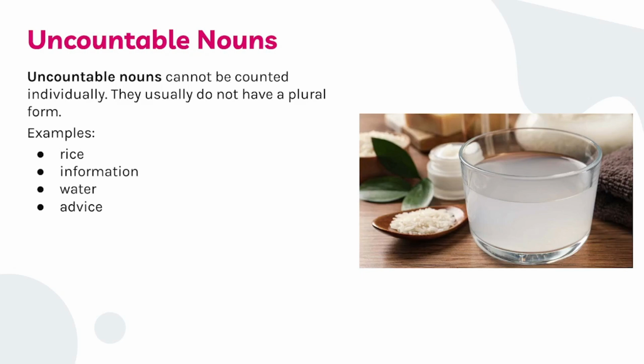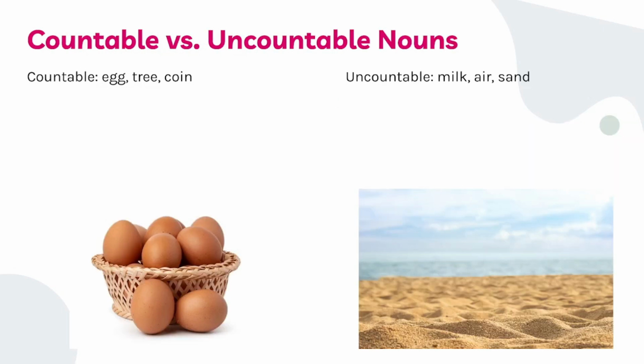Like we say a bag of rice, a kg of rice. You know, a lot of information. You can say a liter of water. You can say a piece of advice, but you cannot count them 1, 2, 3. And then they don't take plural forms. Because they are uncountable, you cannot count them 1, 2, 3 as one item.